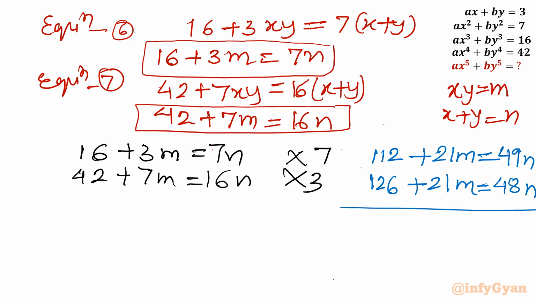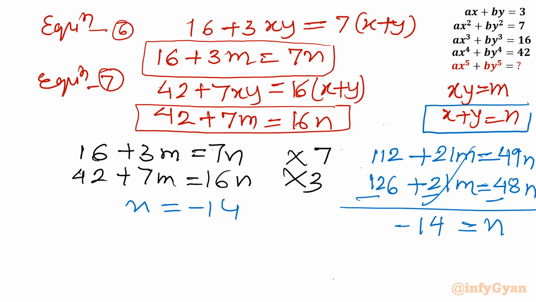Now take away the second equation from the first one and we'll get our n value. This will be n left. Here it would be minus 14. So the final result is n is equal to minus 14. And what was n? n was x plus y.